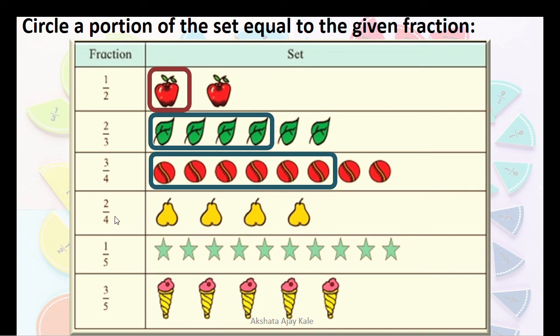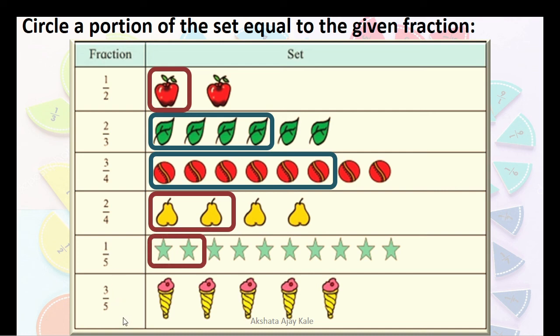Okay, this is very easy. 4 single sets. 4 are there. Out of 4 we have to show 2. We have to select 2. Correct? Now here stars are there. How many stars are there? 2, 4, 6, 8, 10 stars are there. And we have to make 5 sets. Means 2 in each set. Okay? 2, 2, 2 like this. Then how many we have to select? One set we have to select. Means that is only 2 stars.